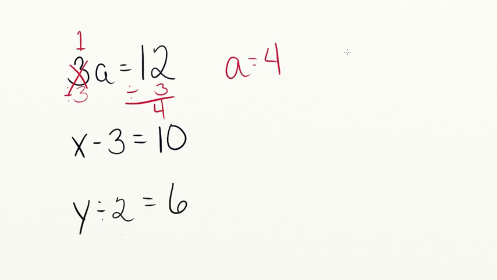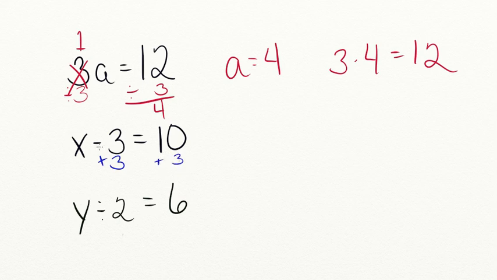And you always want to check your work, so we need to make sure that 3 times 4 equals 12. And it does. All right, let's go ahead and move on to our next problem. X minus 3 equals 10. Well, the inverse of subtraction is addition, so we're going to add 3 to the left and add 3 to the right. Our 3's cancel out, and that gives us 10 plus 3 on the right, which has a value of 13. So x equals 13.